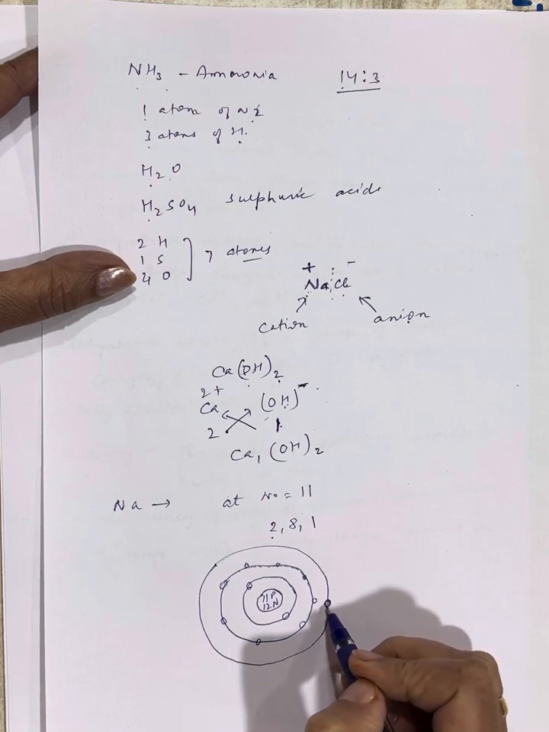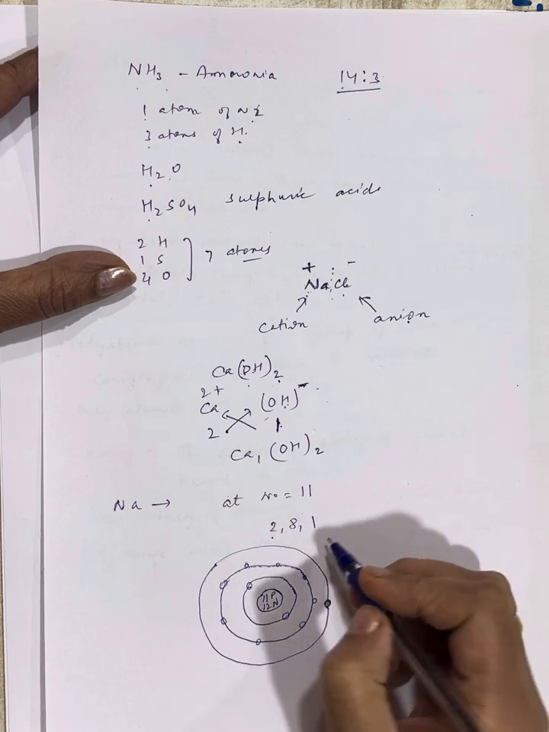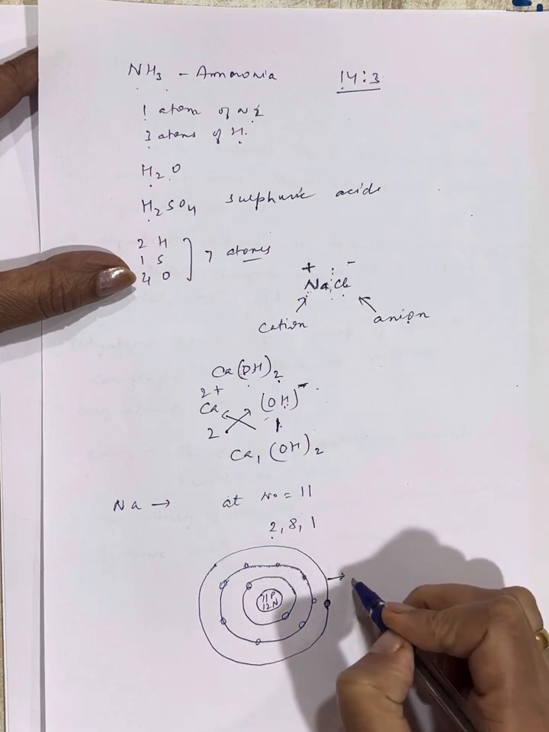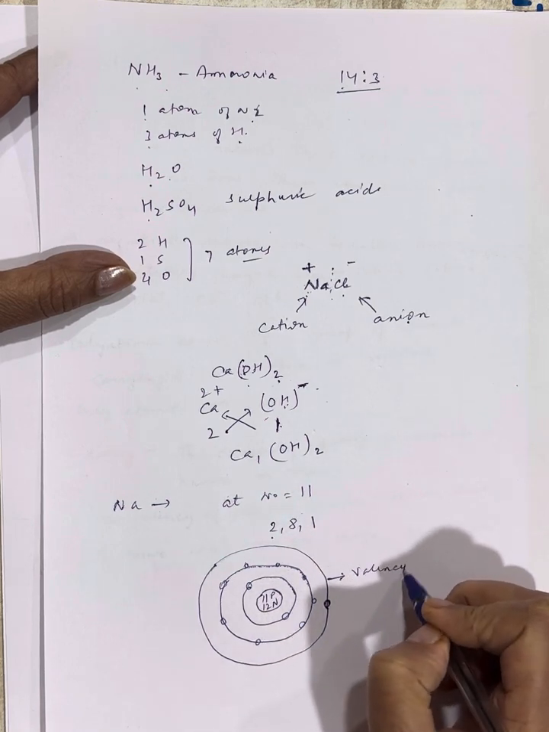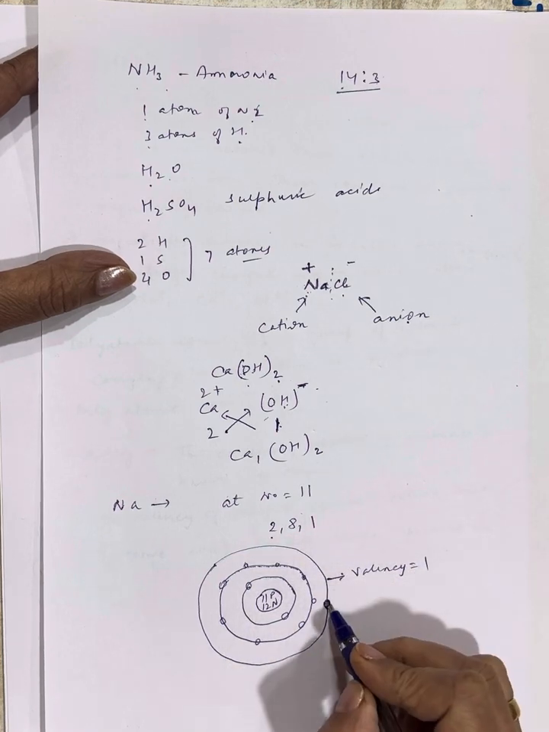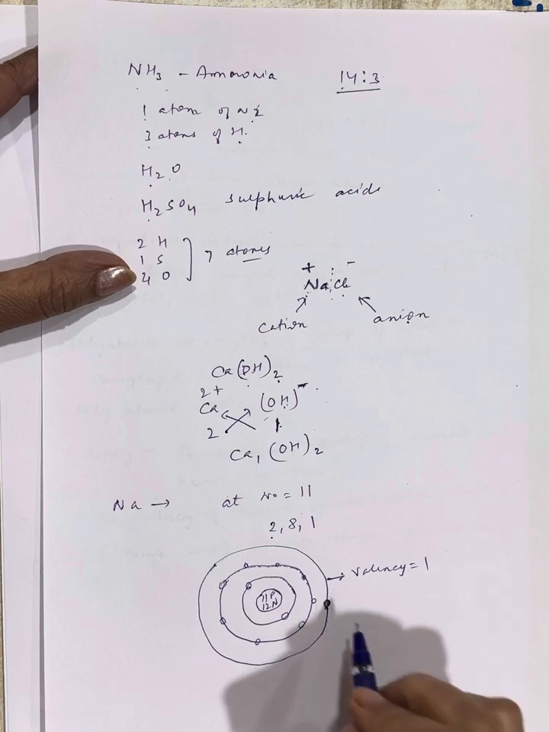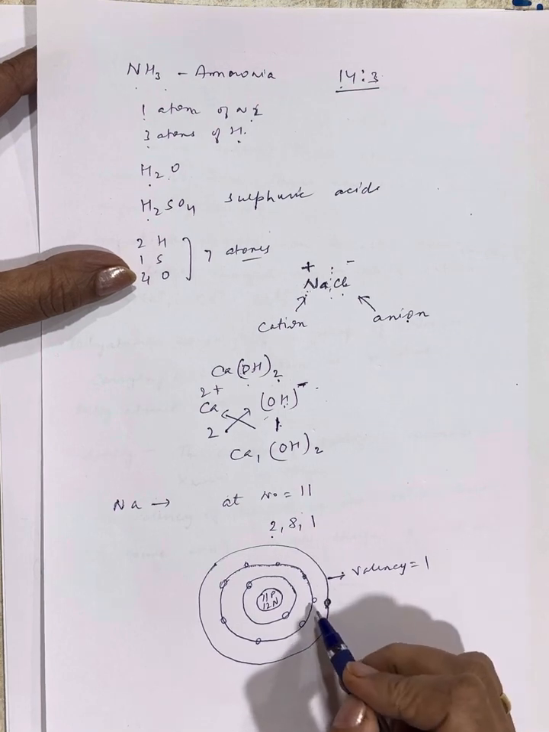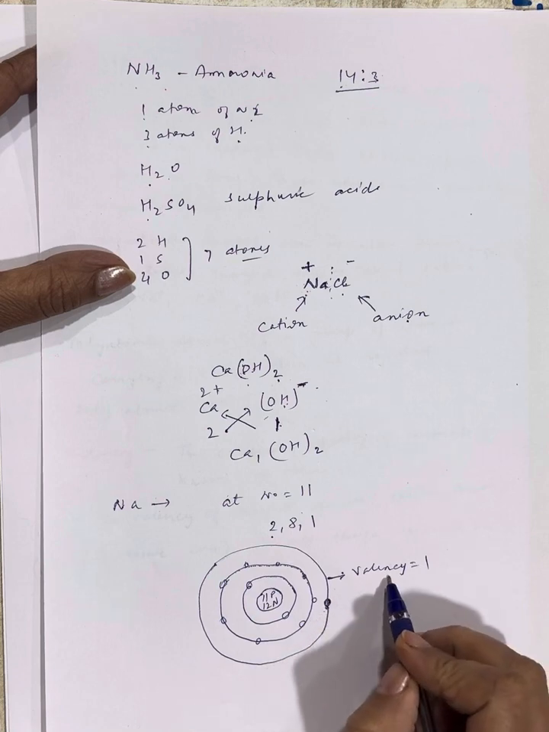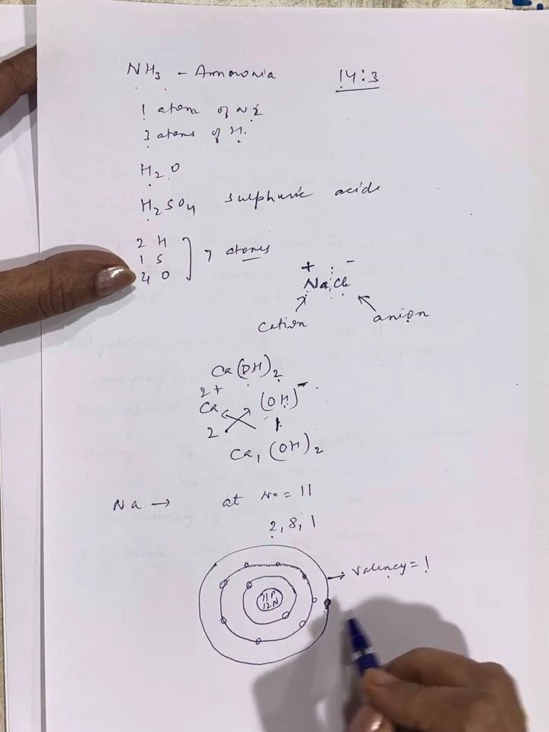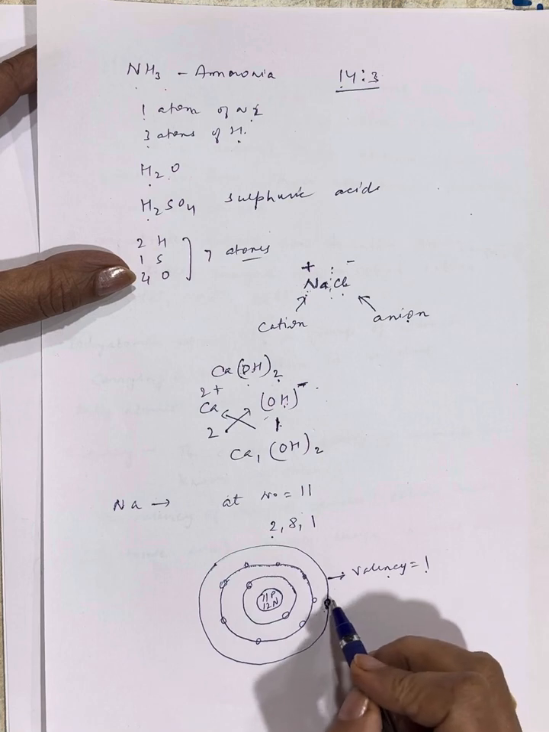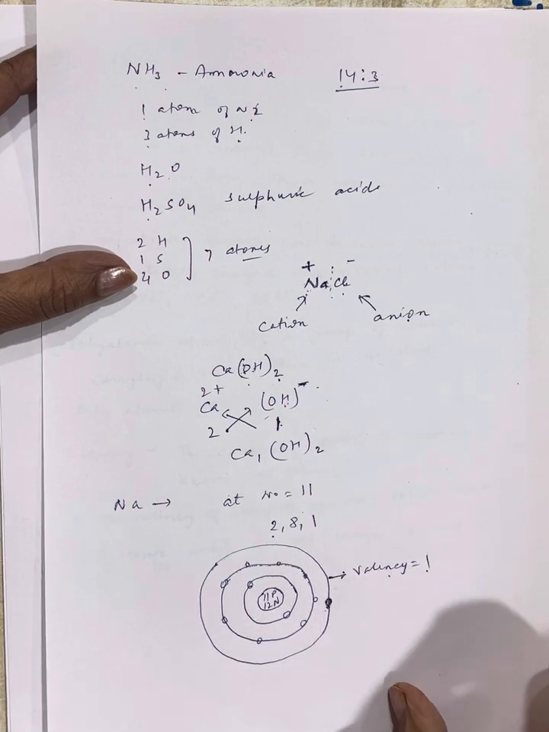So this 1 electron gives it a valency of 1, because it wants to remove its 1 electron as soon as possible, since after that it will attain stability. So that's why the valency is 1. We say that the combining capacity of the atom is what we call valency.